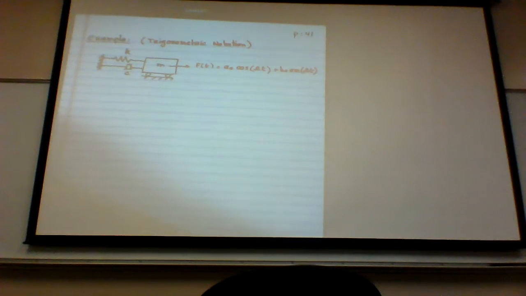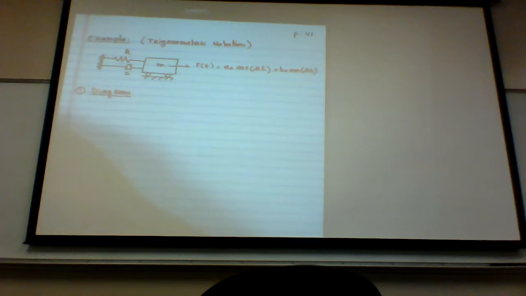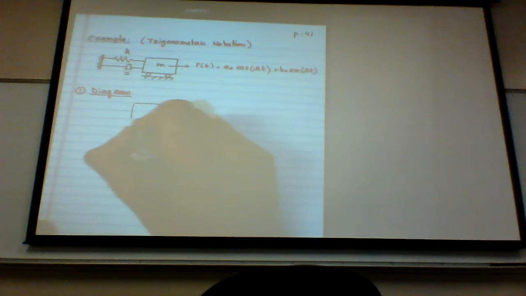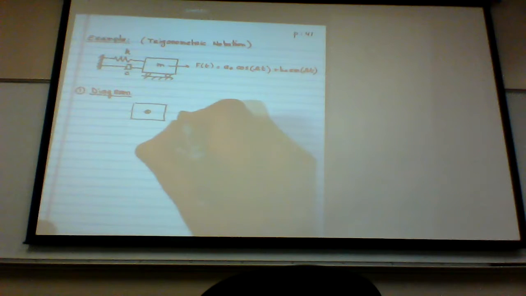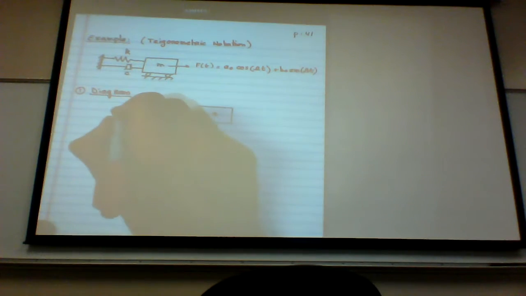All right, so let's do the procedure. One, we need to do some type of sketch or diagram. Remember that all the equations do not show up magically. They need to come from some type of figure or sketch. So I'll start going a bit faster. By now, you should know this.